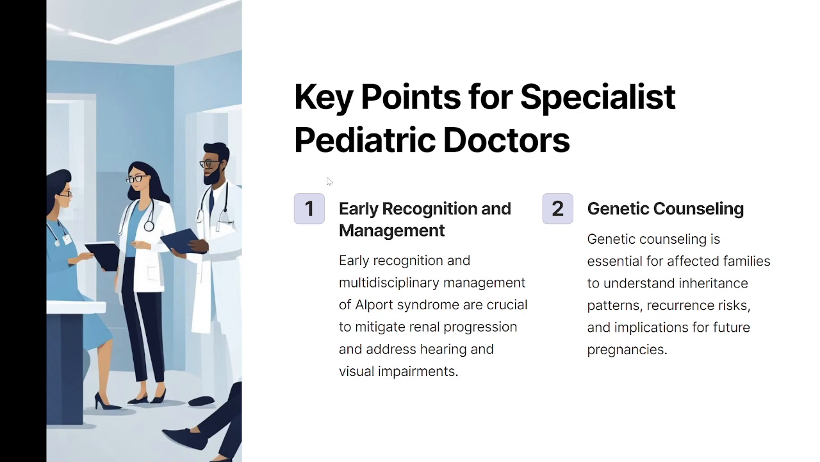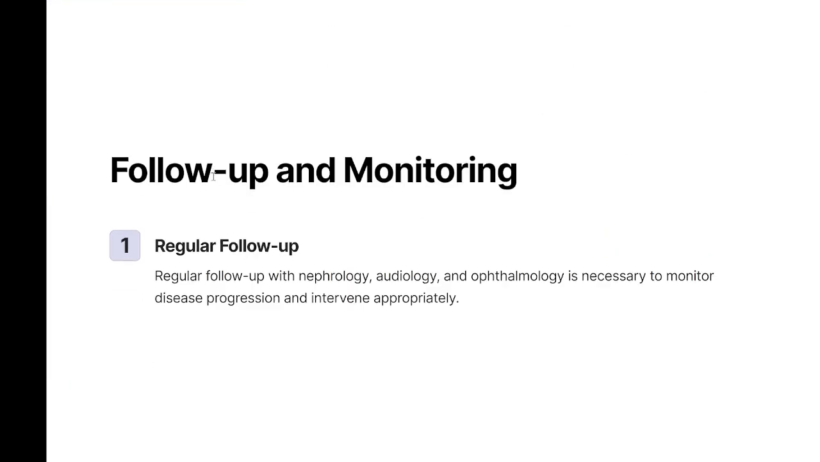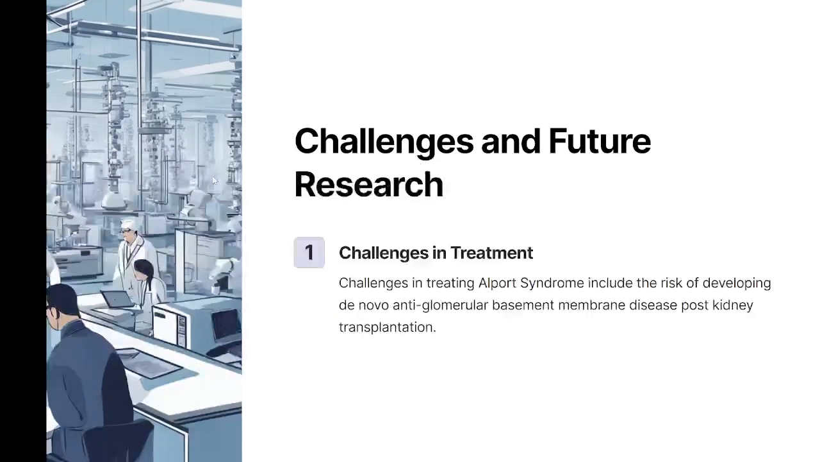Key points for specialist pediatric doctors. Early recognition and multidisciplinary management of Alport syndrome are crucial to mitigate renal progression and address hearing and visual impairments. Genetic counseling is essential for affected families to understand inheritance patterns, recurrence risks, and implications for future pregnancies. Regular follow-up with nephrology, audiology, and ophthalmology is necessary to monitor disease progression and intervene appropriately.